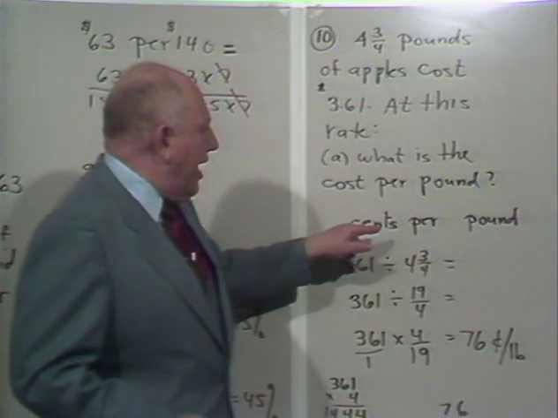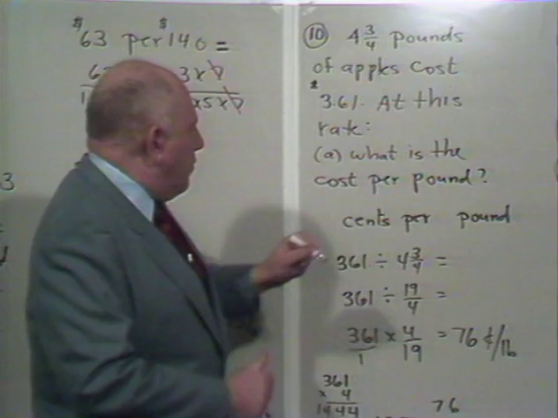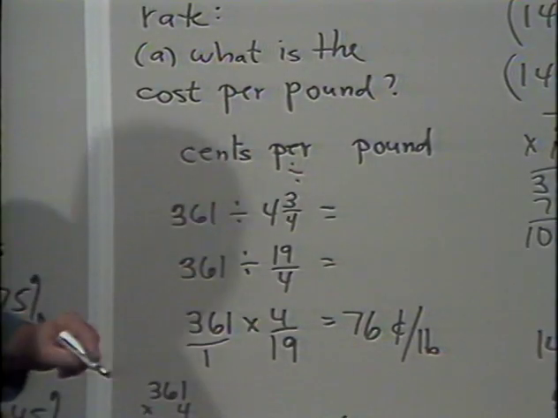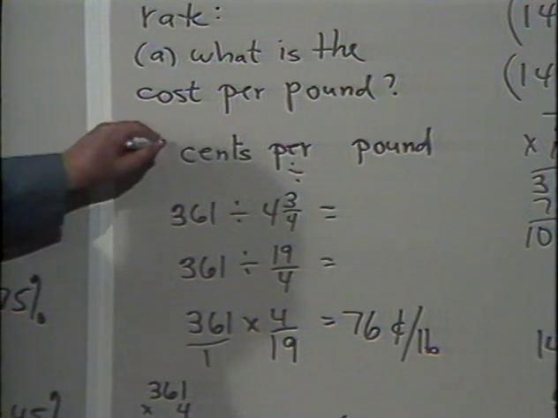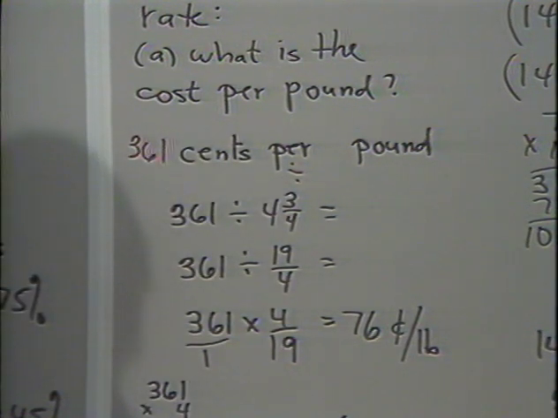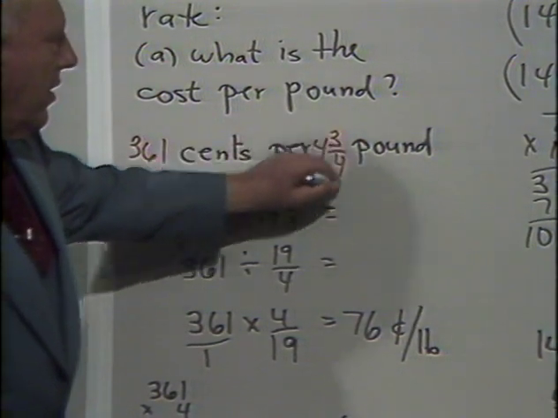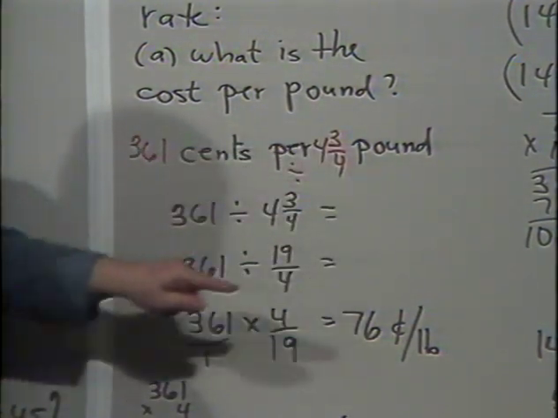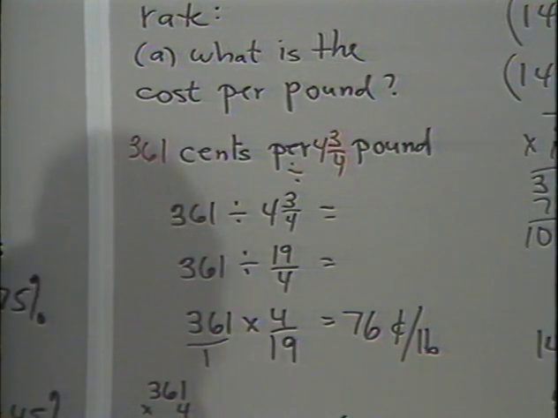So let's do this in cents. See, cost per pound means cents per pound. Per means divided by. How many cents are we paying? $3.61. Every dollar is 100 cents, so we're paying 361 cents. How many pounds are we getting? 4 3/4. So cents per pound is going to be what? 361 divided by 4 3/4.